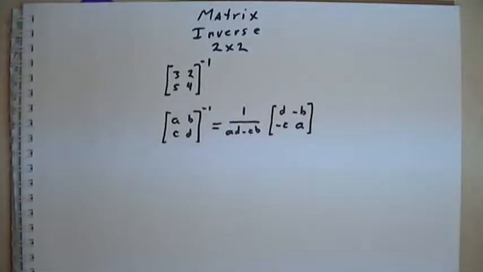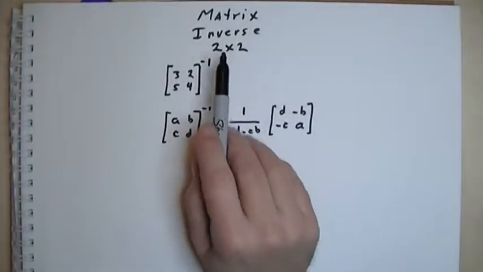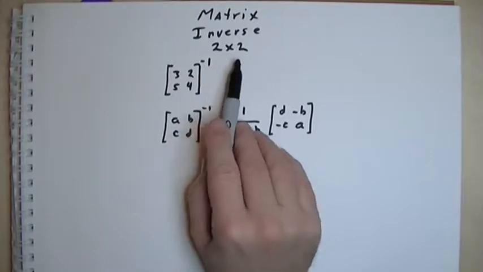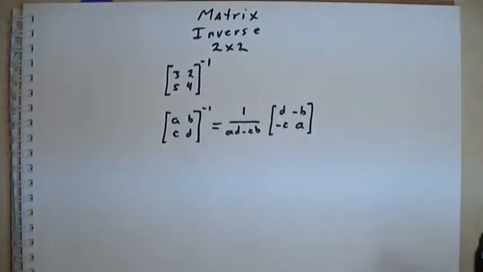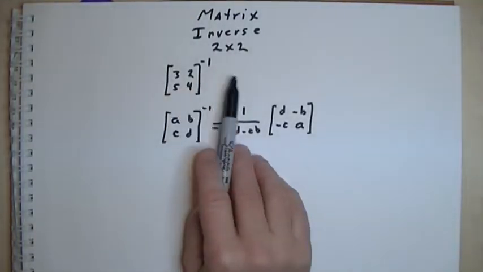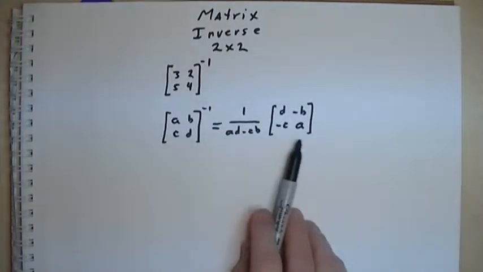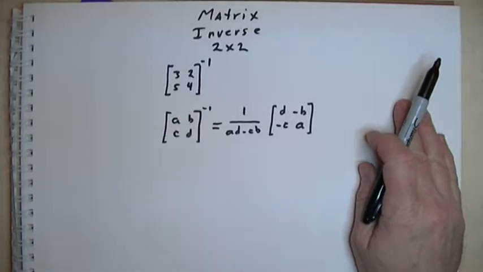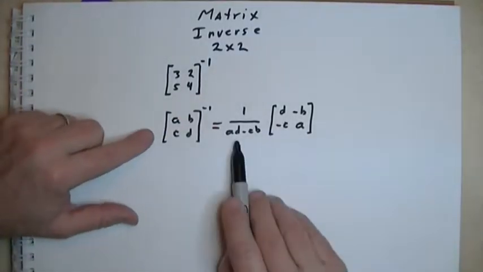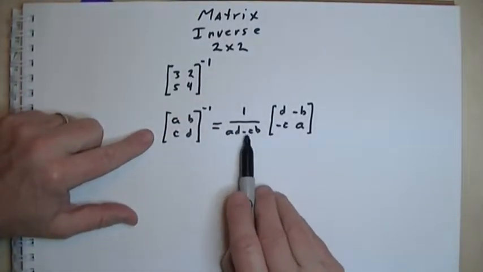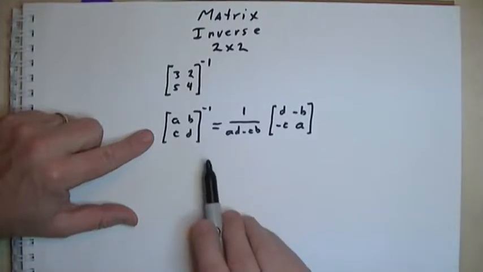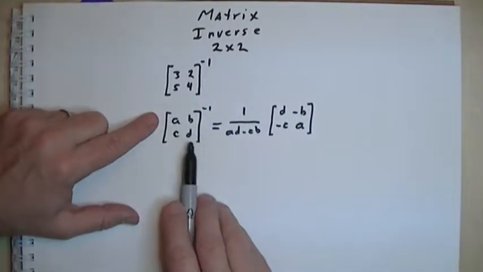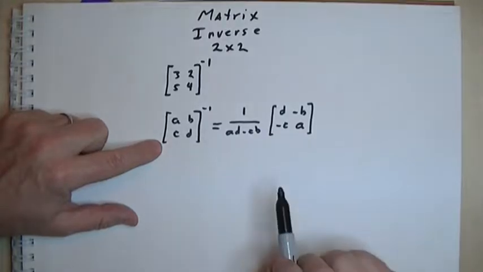Okay, in this video we're going to calculate the inverse of a 2 by 2 matrix, and lucky us, this is the matrix we're going to find the inverse of. This is actually the formula, and it's not as bad as it looks. For instance, this number here in the denominator is just the determinant of the matrix. Notice we're multiplying the main diagonal, subtracting the opposite diagonal.